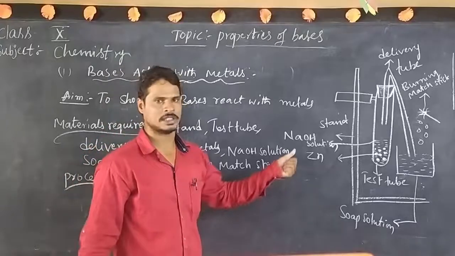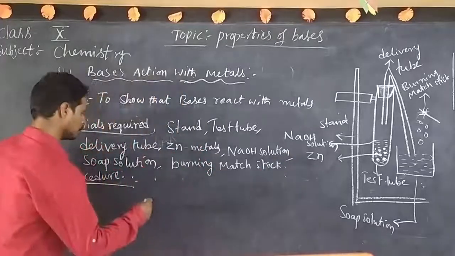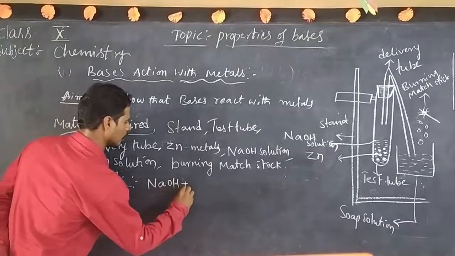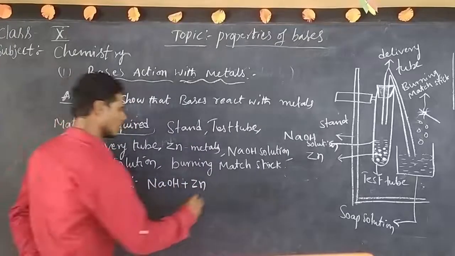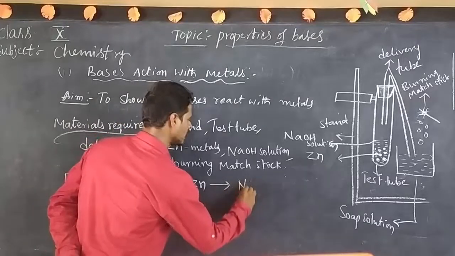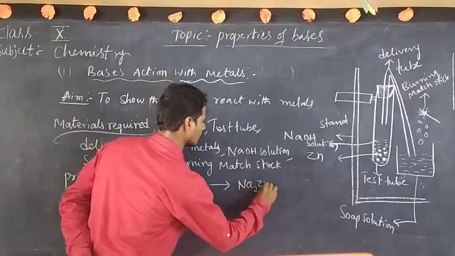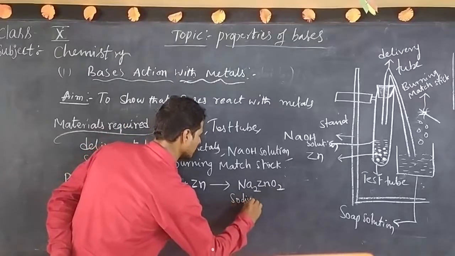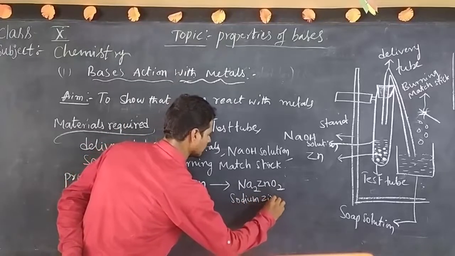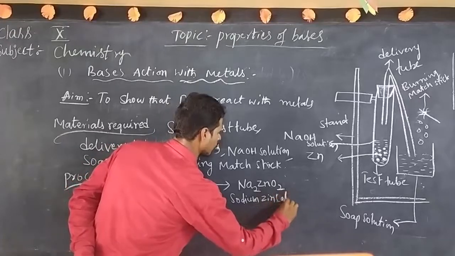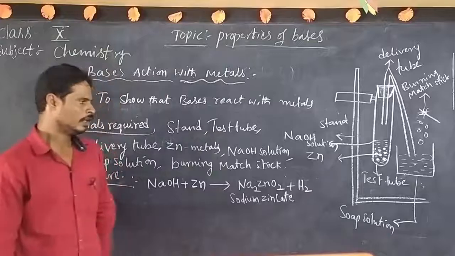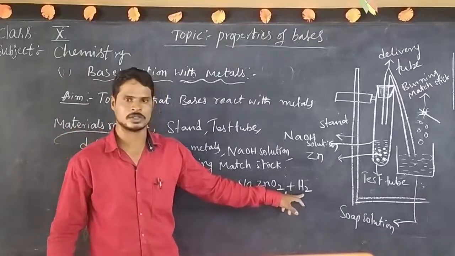Now write the balanced equation. Now check the equation: sodium hydroxide reacts with zinc metal to form sodium zincate. What is the name of this compound? Sodium zincate, and the liberation of H2 gas. Here the gas evolved in the process is H2 gas.